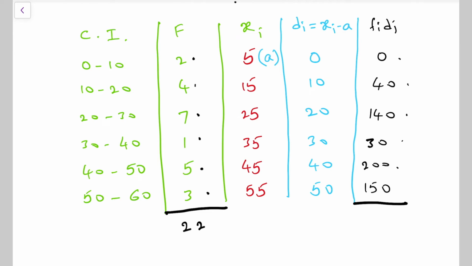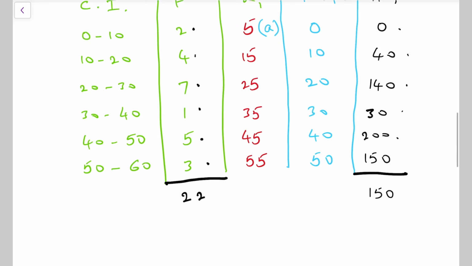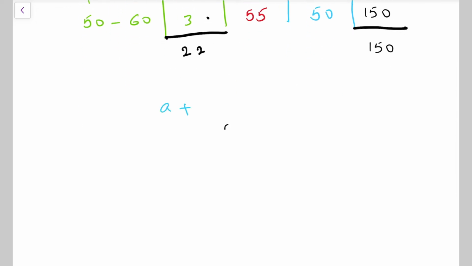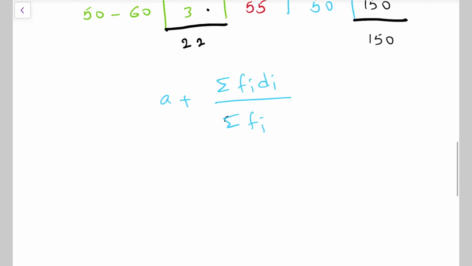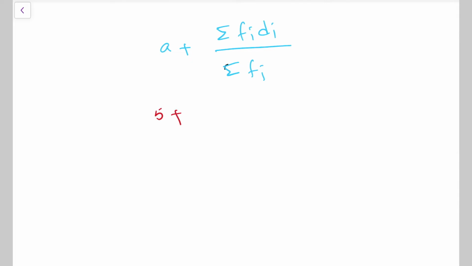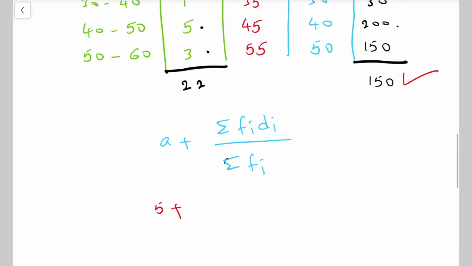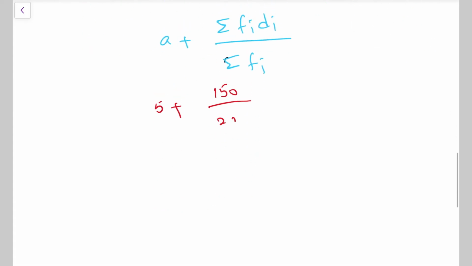410 plus 150, 560. So now the formula for finding the mean by assumed mean method is A plus sigma fidi divided by sigma fi. So A value, in this we took the A value as 5. So in the place of A, substitute 5 plus sigma fidi, that number we got it as 150 divided by sigma fi 22. 5 plus 150 divided by 22.